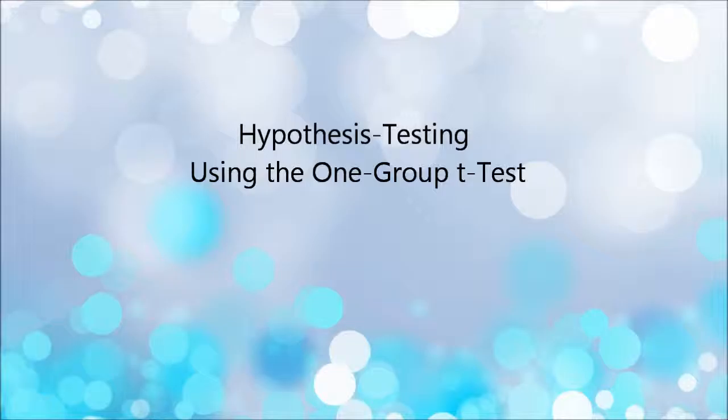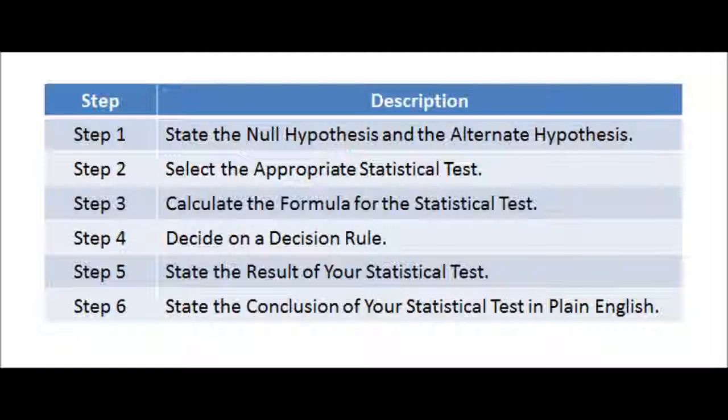Hypothesis testing using the one-group t-test. This test will test a null hypothesis that the population mean is equal to a given value. Before you can try out your Excel skills on the one-group t-test, you need to learn the basic steps of hypothesis testing for the statistical test, which we have discussed in Lesson 1. Please refer to Lesson 1 if you are not familiar with it. There are 6 steps in this process as shown here.